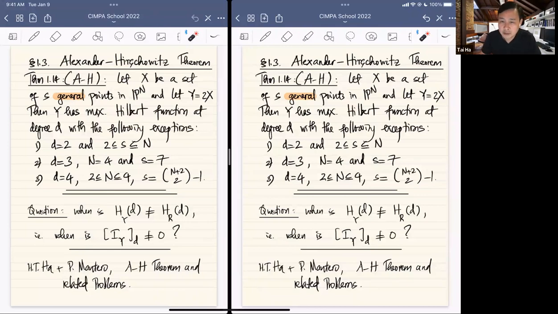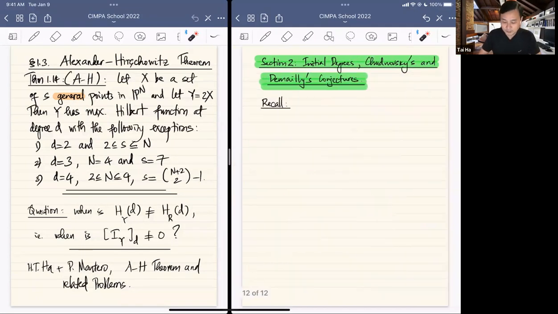In my last lecture, I mentioned the problems of when the Hilbert function is maximal. For this lecture, I'm going to focus on a slightly different question, that is, when the Hilbert function is different from the Hilbert function of the polynomial ring itself. So the title for this lecture is Initial Degrees, Chudnovsky and Demailly's Conjectures. These are going to be discussed in this lecture.